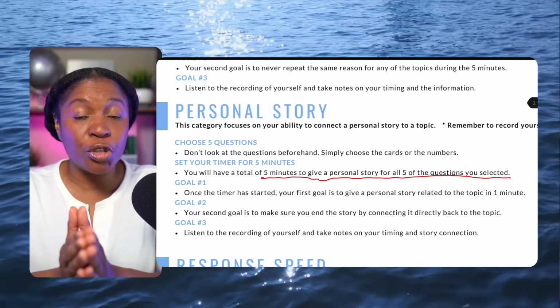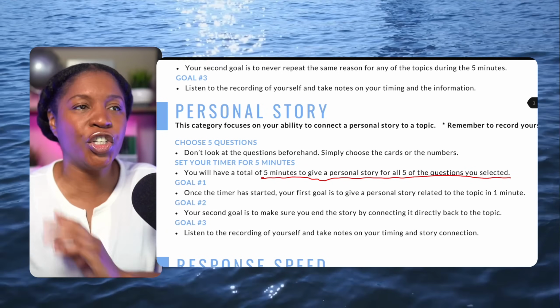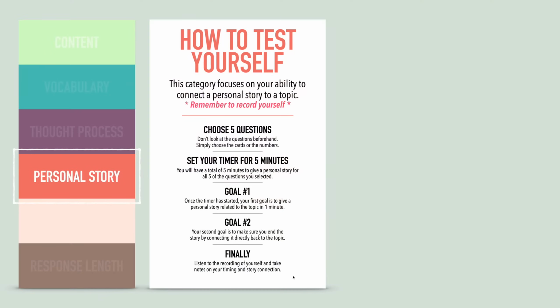This is a challenge, but you can do it. Again, you're testing yourself, right? Now, again, goal number 1 for this category. Once the timer has started, your first goal is to give a personal story related to the topic in 1 minute. Your second goal is to make sure you end the story by connecting it directly back to the topic, summarizing your story. Again, this is going to be a challenge, this category, but you can do it.